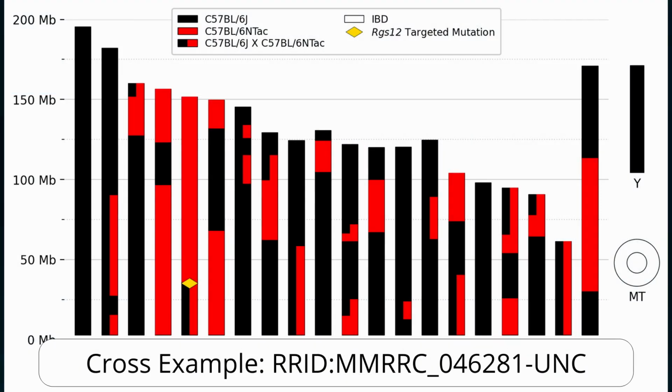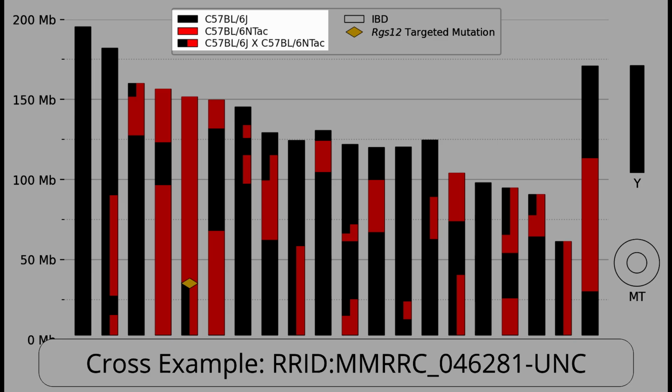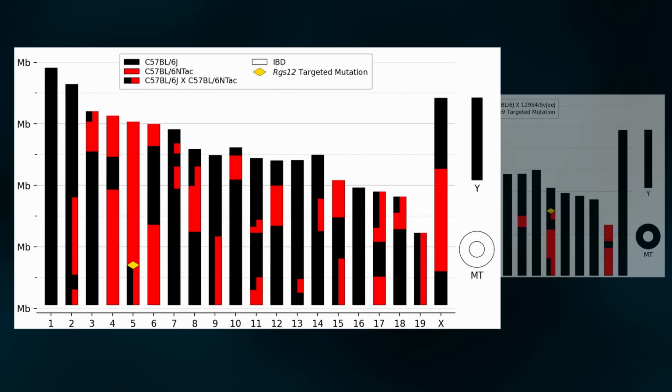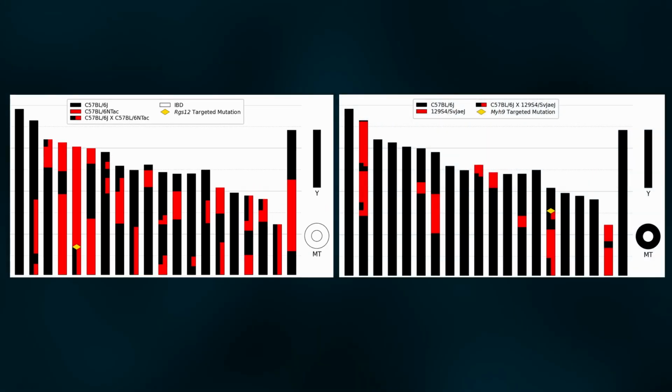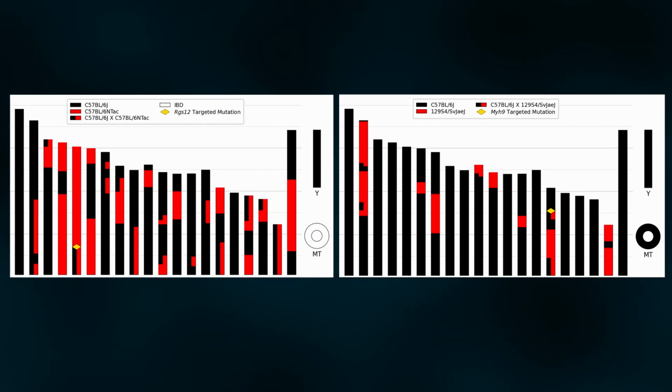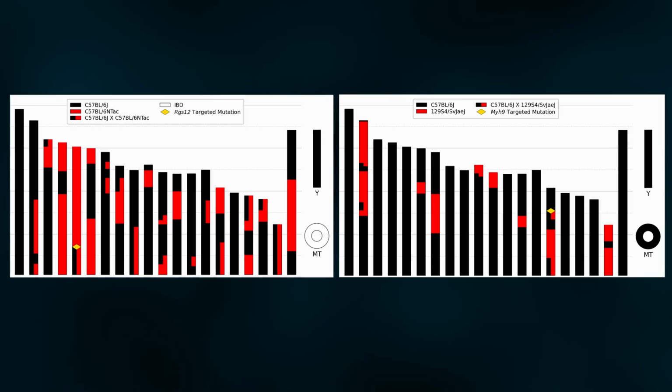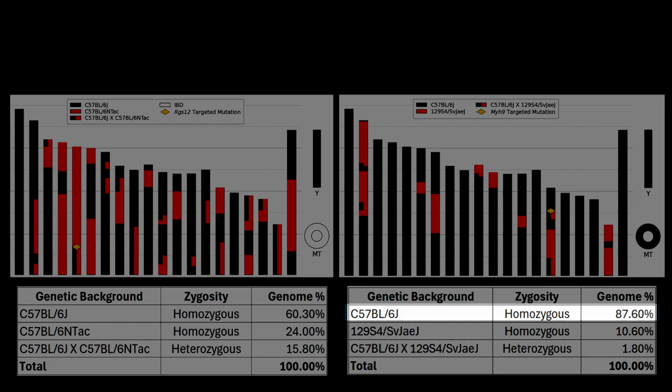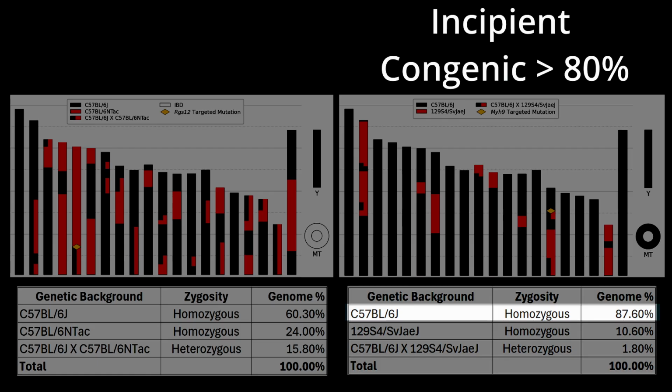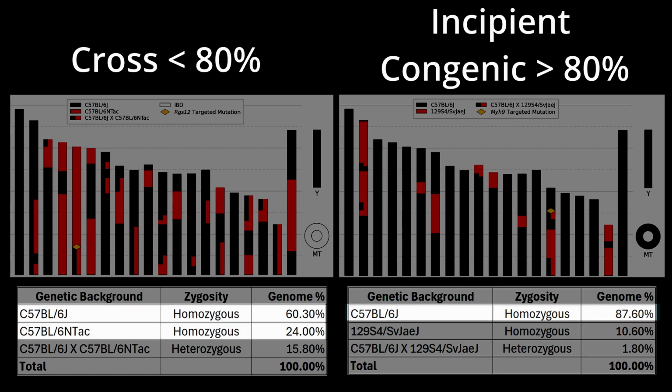Crosses are strains with non-replicable genomes derived from 2 inbred strains. The line separating crosses and incipient congenics has always been somewhat blurry, but our classifier uses the following rule. If a background contributes more than 80% homozygosity in the genome, the strain is classified as an incipient congenic. Otherwise, it is a cross. We acknowledge that this threshold remains arbitrary.